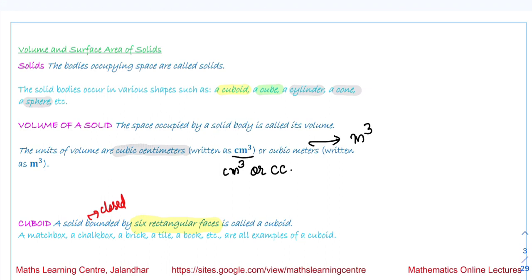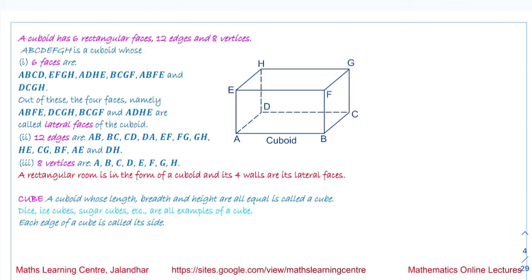In this figure we have shown how a cuboid looks, and these are the 6 faces it has. The front face is A, E, F, B. Behind this is the face D, H, C, G. On this side we have the face F, G, C, B, and this is the face E, H, D, A. Then on the top and bottom we have 2 faces: one is E, H, G, F, and one is A, D, C, B. So these are the 6 faces of this cuboid.